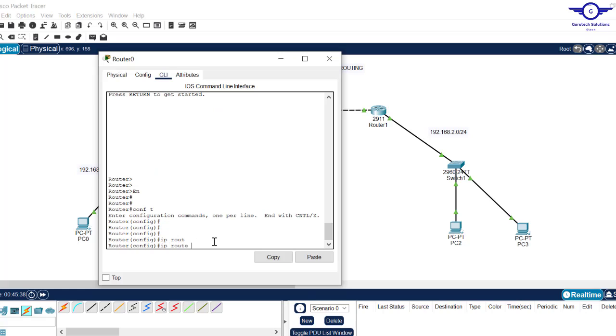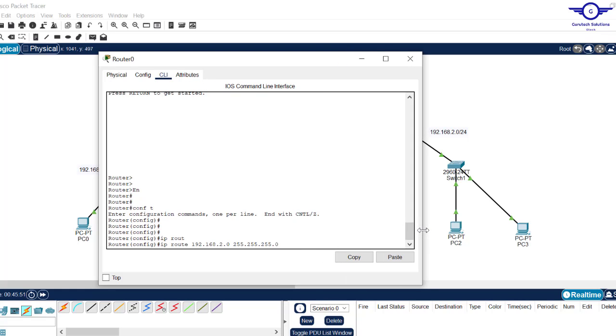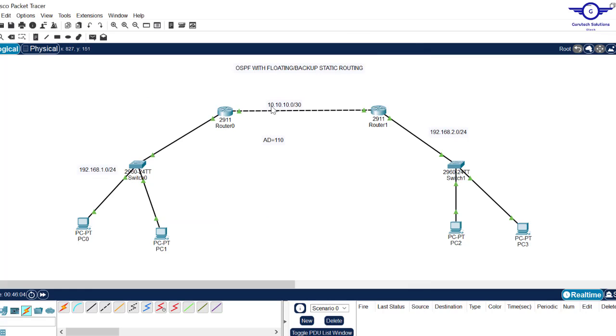We just say IP route 192.168.2.0, then 255.255.255.0. Here, this is now a static route. For a static route, we don't use a wildcard mask. Wildcard mask we only use for OSPF and EIGRP only. We want that any packet destined to this place should go through this interface, let's say gig 0/0. We can use the outgoing interface or the IP address of the next hop.